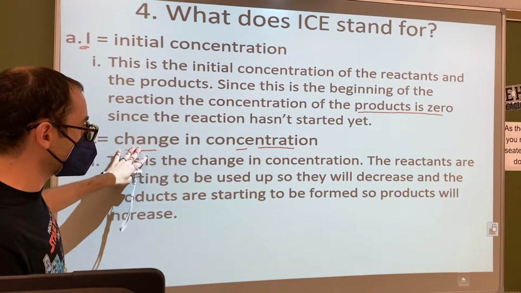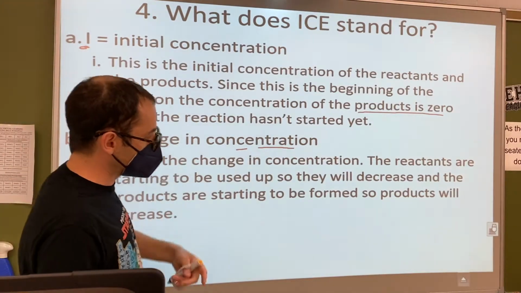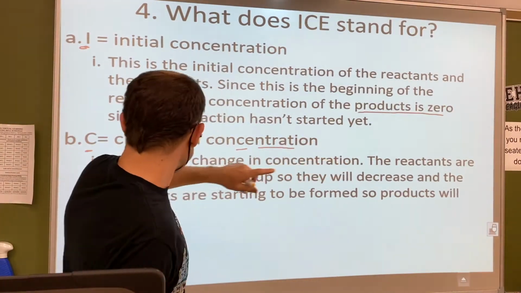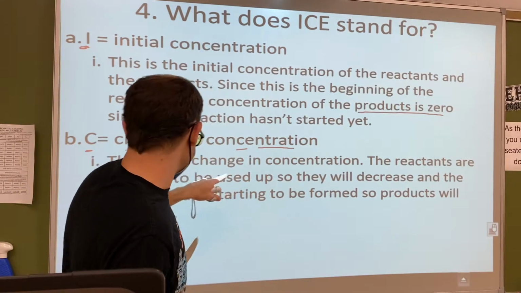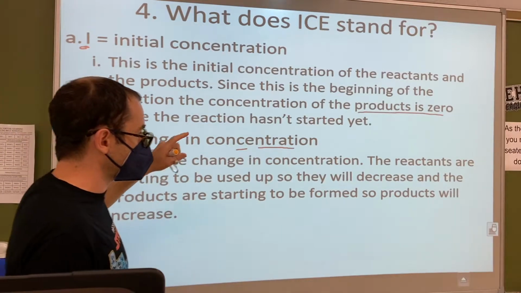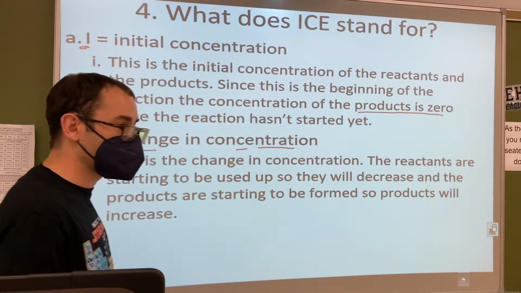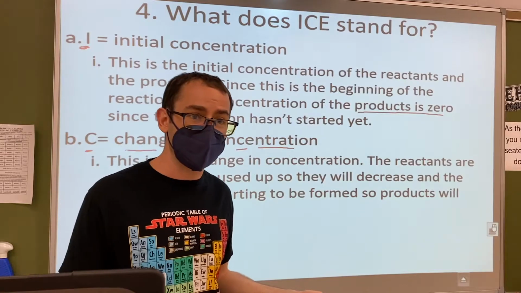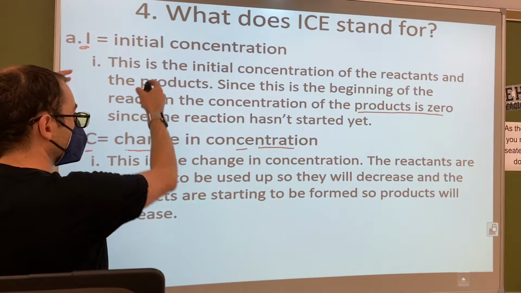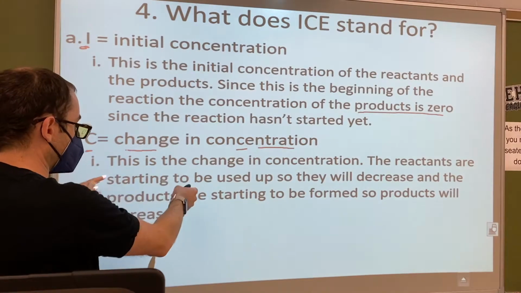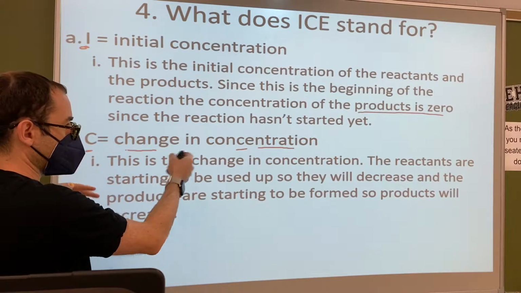The change in concentration is the change in the concentration. The reactants are starting to be used up, so the reactants decrease, and the products are starting to be formed, so the products will increase. So that makes sense, right? Just from a chemical point of view, we're starting with no products, and then we're going to make some products, and we're going to use up some reactants.